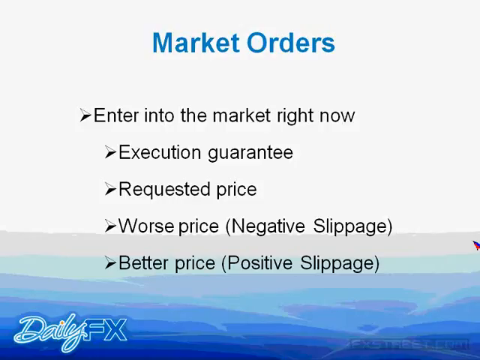So let's start off with market orders. A market order very simply is an order to buy or sell at whatever price is trading right now. So it gets you into and out of that trade right now. With a market order, you do get guaranteed execution. The price that you get executed at could be the requested price. It could be a worse price, which would be negative slippage. Or you could get executed at a better price as well, and you could receive positive slippage on market orders.